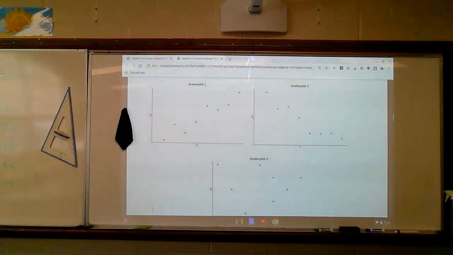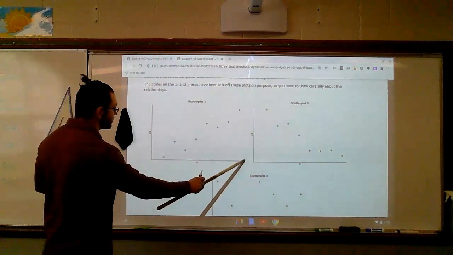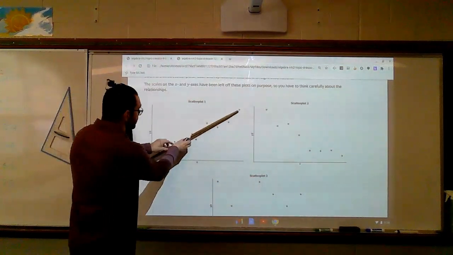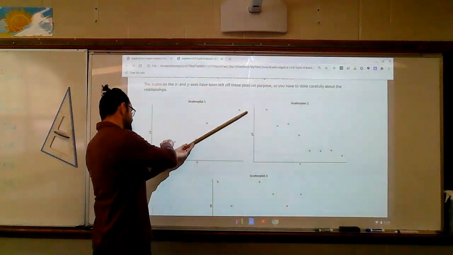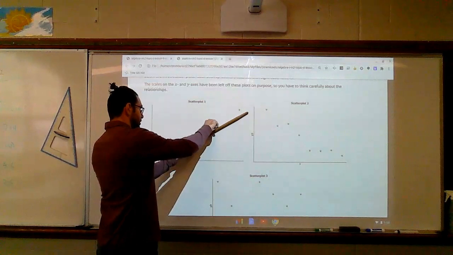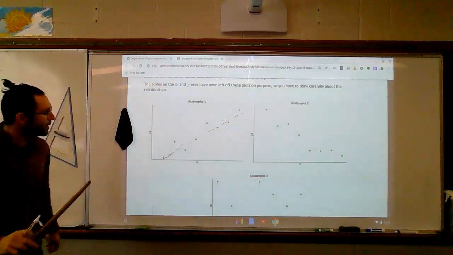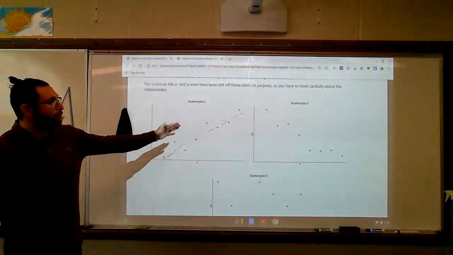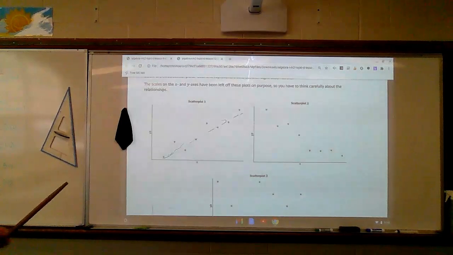So here are three others. Let's take a look at 1 and 2. Once again, as X increases, Y appears to be increasing. Can I make a line of best fit? Well, kind of, yes. Does my line appear to be going up? Yes. This is called a positive correlation.